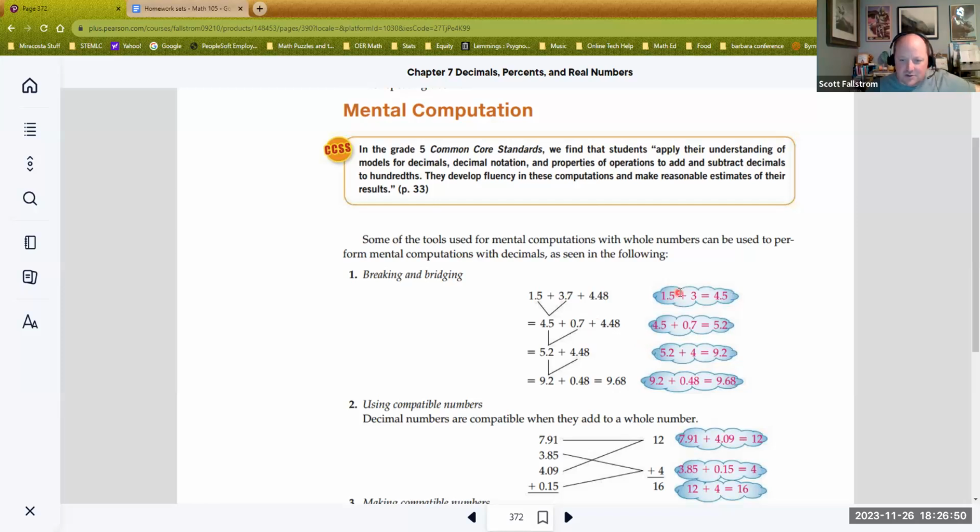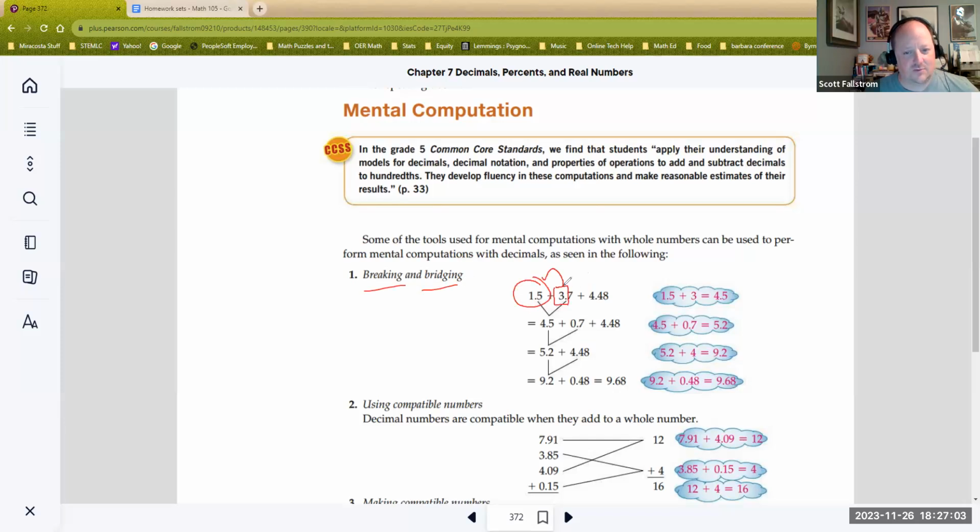If you're doing mental computation, your goal is to get the right answer. You're not estimating it. So you'll notice what they sometimes do is this technique of breaking off and bridging says start with 1.5 and then add the whole number part. See that? Then once you have that whole number part, then add in the fractional part. Then add in the whole number part again. And when you're done, add in the fractional part. And that's breaking up and bridging.